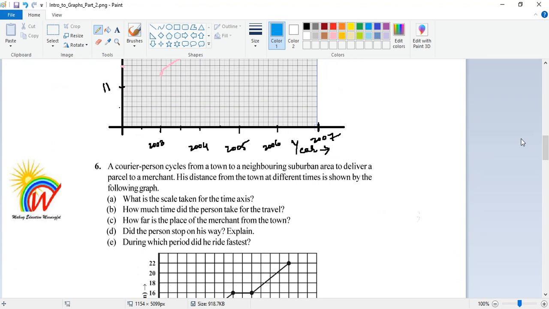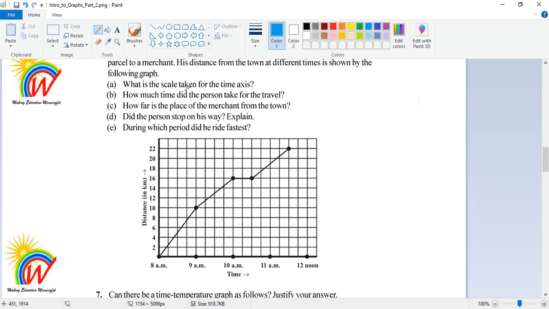Okay, so here it says a courier person cycles from a town to a neighboring suburban area to deliver a parcel to a merchant. His distance from the town at different times is shown by the following graph. So now you see what is the scale taken for the time axis. It's the x-axis, right? So 8 a.m., 9 a.m., 10 a.m. So everything is like 1 hour, right? So 1 hour is the scale taken.